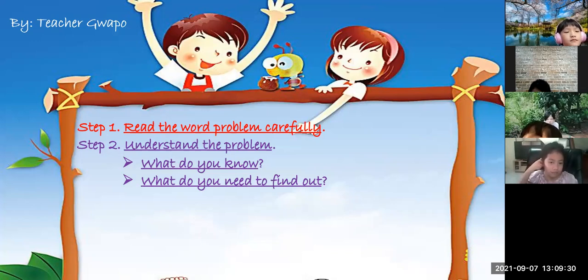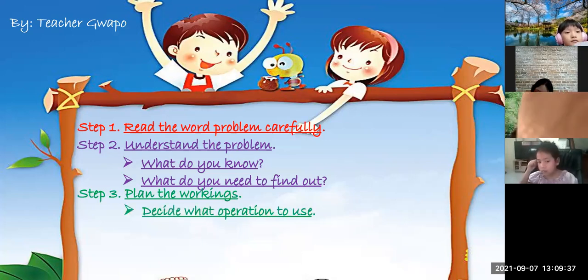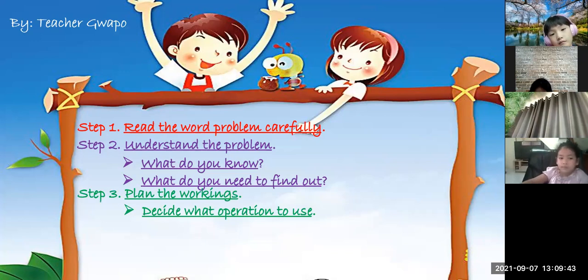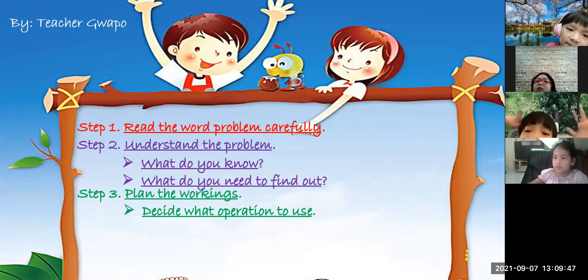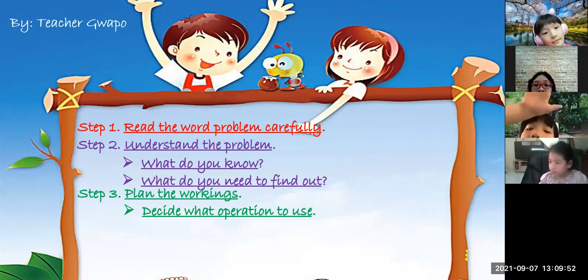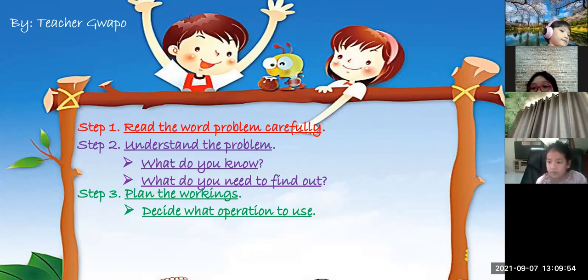Step number 3, you have to plan the workings. When you say plan the workings, you will decide what operation to use. What operation are you going to use? Is it plus? Is it minus? Is it times? Is it divide? So you have to think what operations you're going to use. That is step number 3. Again, step number 1, read the problem carefully. Step number 2, understand the problem. Step number 3 is plan the working.